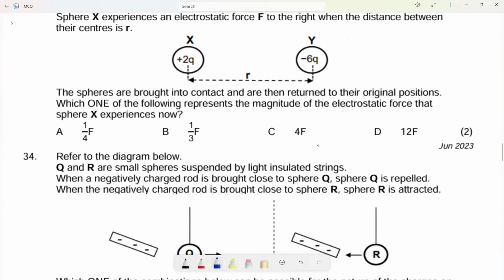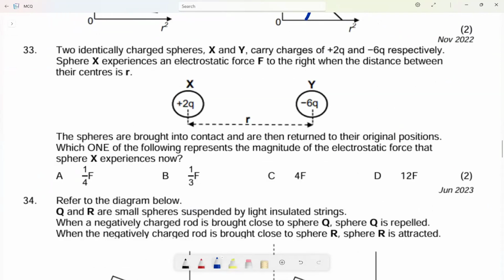Number 33. Two identical spheres, X and Y, carry charges positive 2Q and negative 6Q respectively. Sphere X experiences an electrostatic force F to the right when the distance between their centers is r. Now they say the spheres are brought into contact and then returned to the original position.